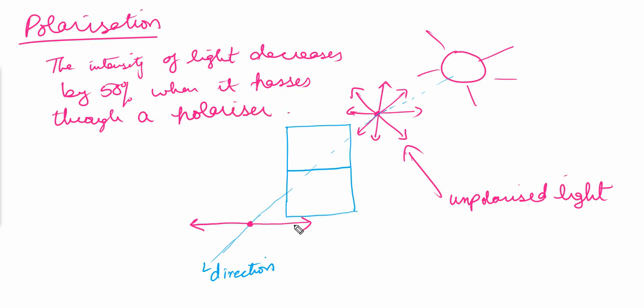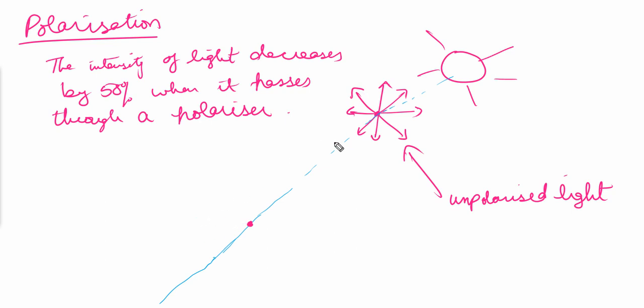Now if I put another polarizer in front of this light, let's see what happens. Let me draw it again so I could save some space. I'll put my first polarizer over here. This is my first polarizer, and I'll put my second polarizer over here. This is my second polarizer.